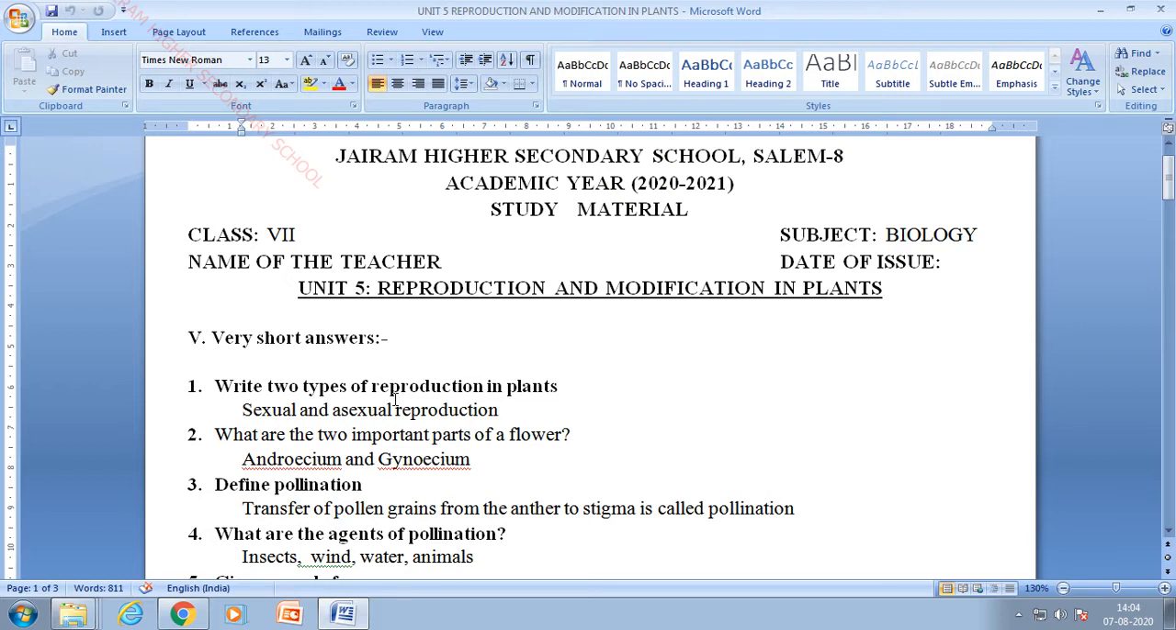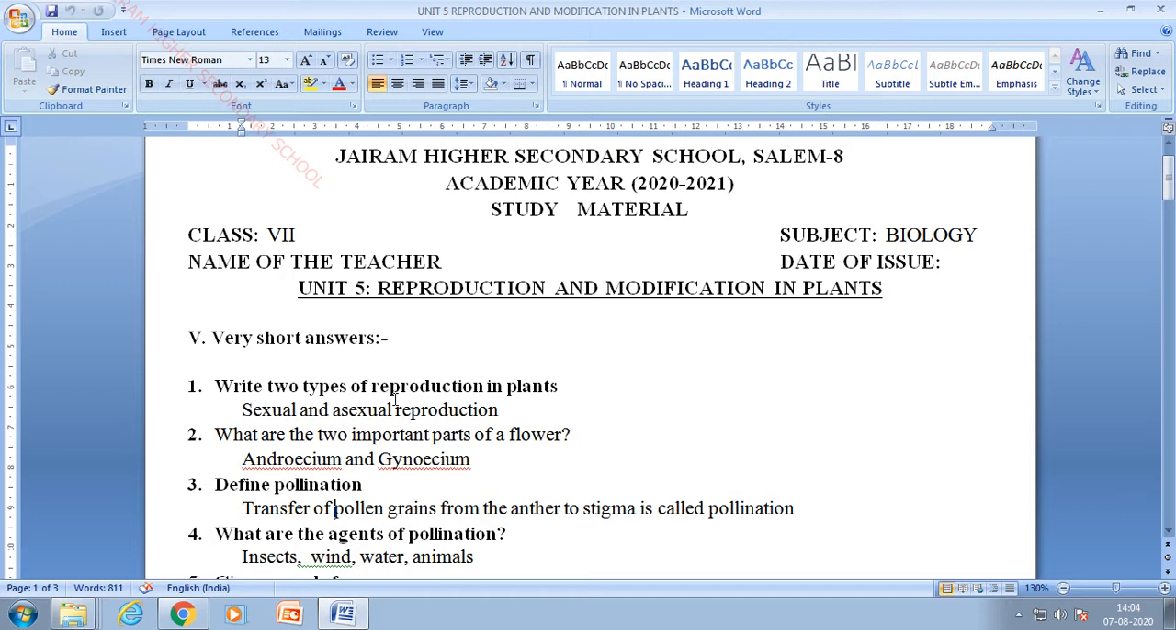So just here they have asked, write two types of reproduction in plants. You can answer as sexual or asexual reproduction. Second question, what are the two important parts of a flower? Can you remember from the picture or a diagram of a hibiscus flower the different parts of a flower?